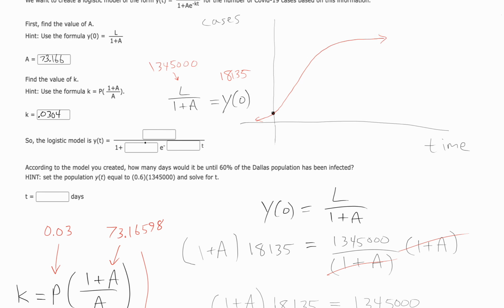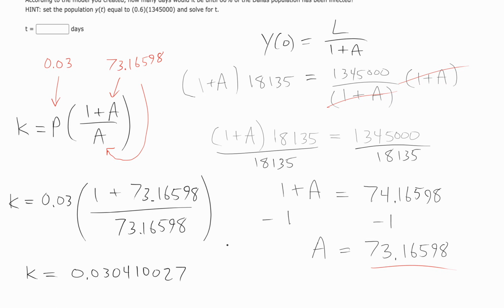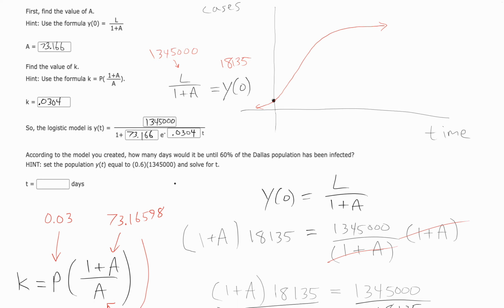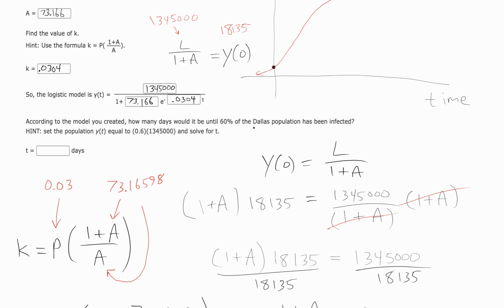So we put our upper limit as the 1 million. A was 73.166. And then for the K, we put in 0.0304. When you actually construct the model, you may want to include more digits than that. That's rounded. But now that we have that, it says, according to the model we created, how many days would it be until 60% of the Dallas population has been infected?